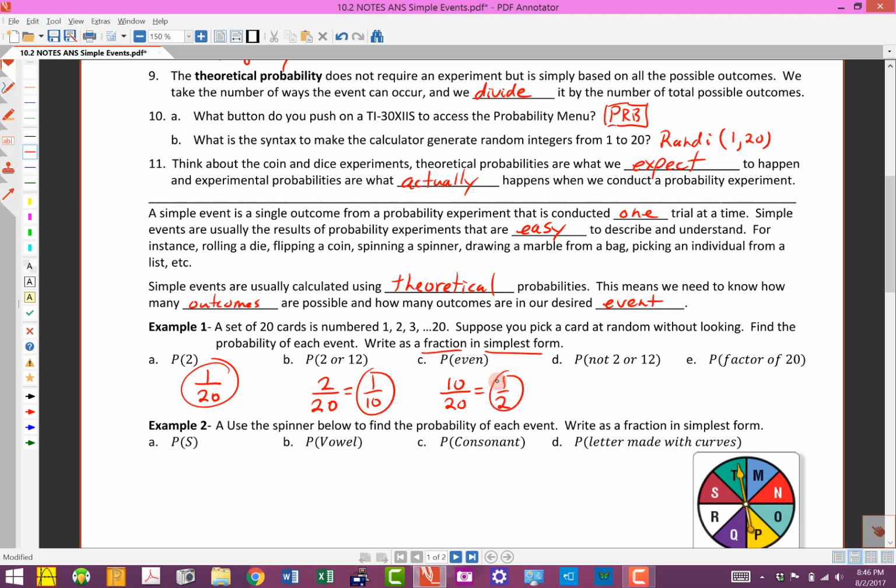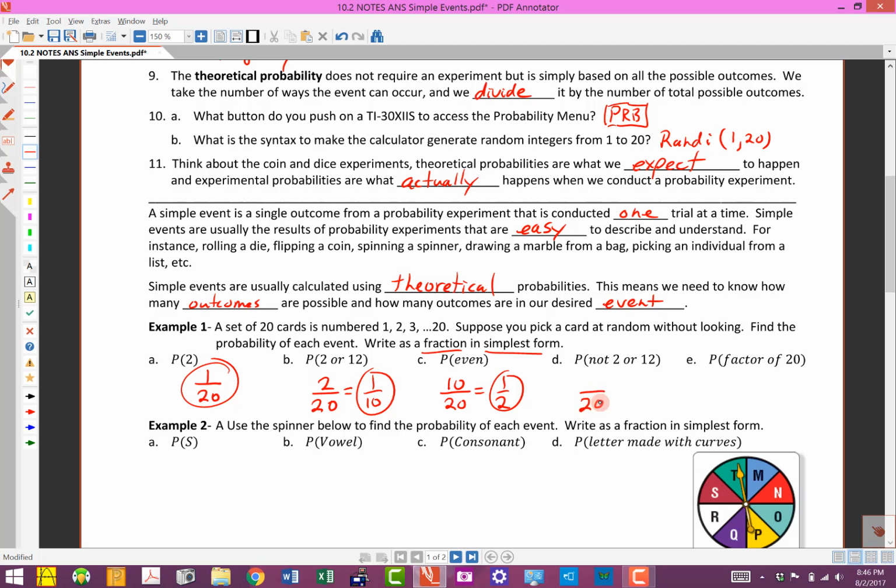So the probability of getting an even is 1 out of 2, and we'd expect that because half of them are even and half of them are odd. Now this one's kind of interesting. This one says, what's the probability of not getting a 2 or a 12? So anything is okay as long as it's not a 2 or a 12.